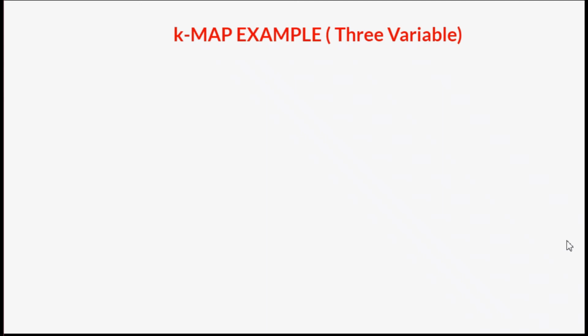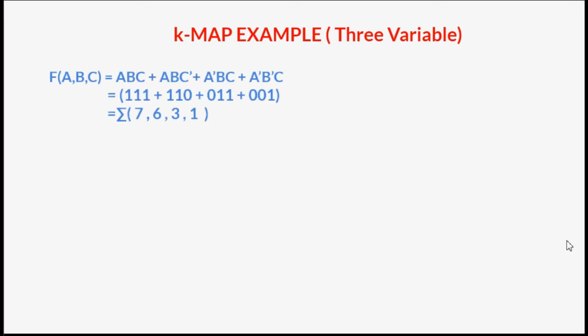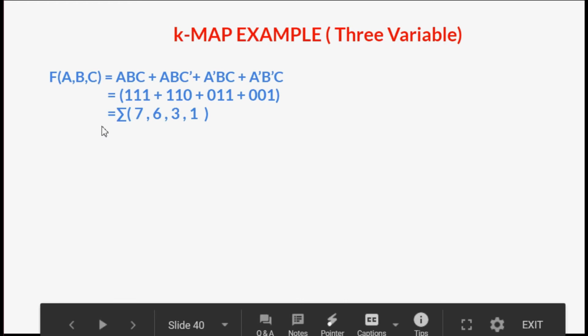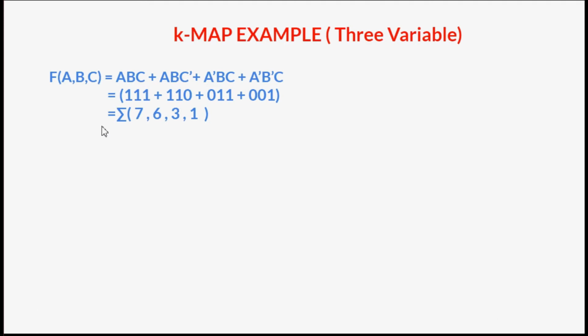So in this video we are going to discuss how we can simplify a given boolean expression with the help of K-maps. Okay, let's have a look. First of all, this is my equation, that is a function of A, B, C. Now why am I writing F? Because this is a function, this is an expression.